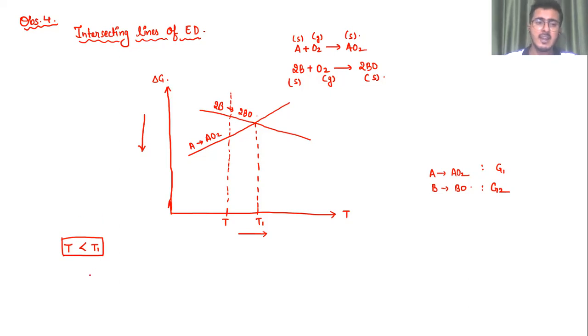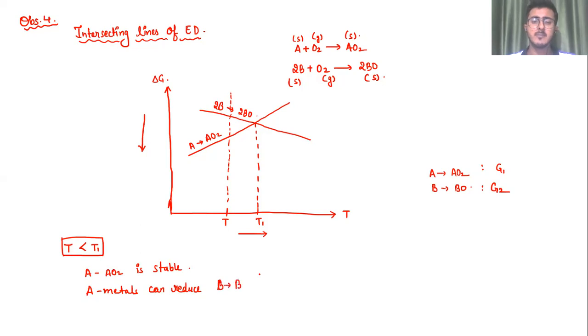So when the temperature is less than T1, this AO2 oxide line is stable, and your A metal can reduce the BO line, that is basically your B oxide. You can easily reduce your B oxide, and because of that, you obtain this at a temperature less than T1.